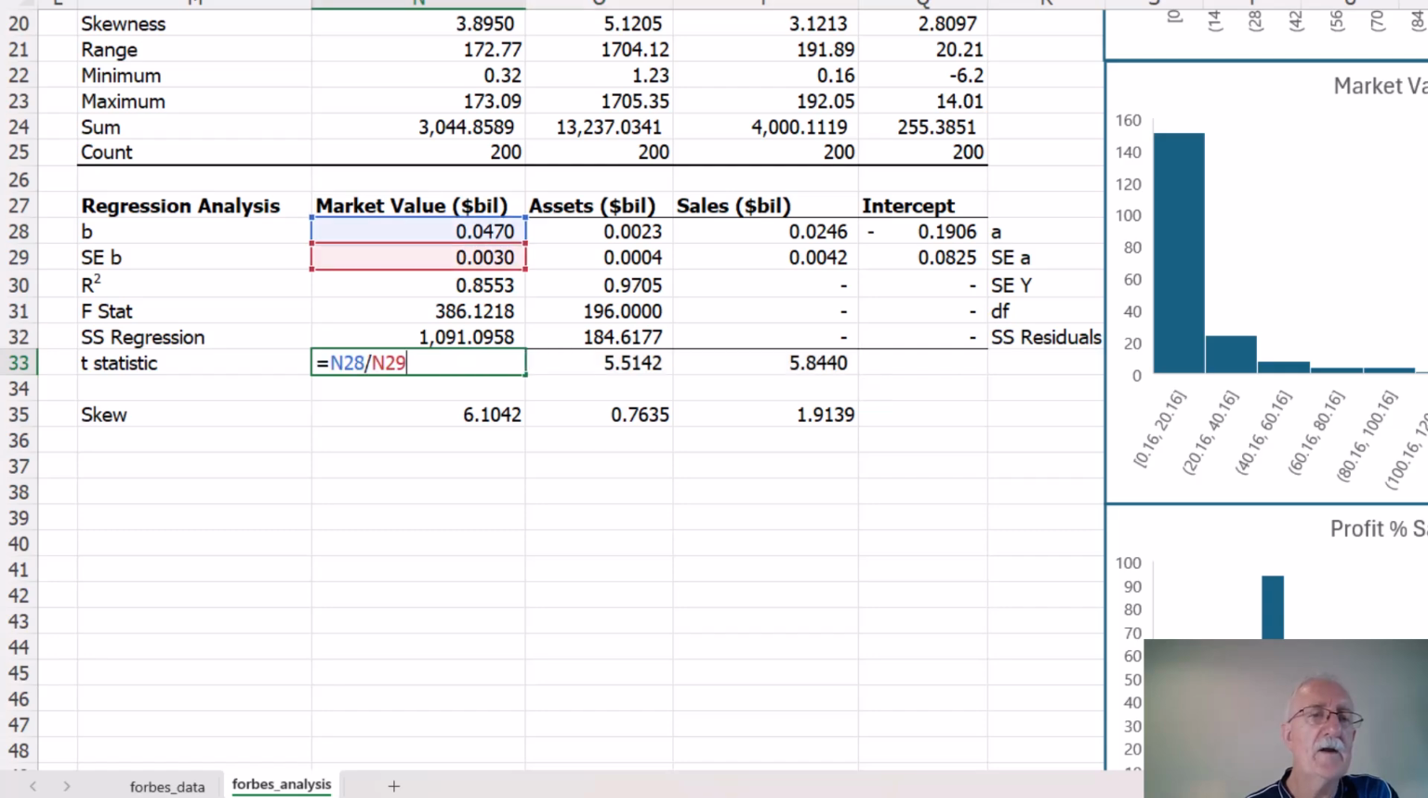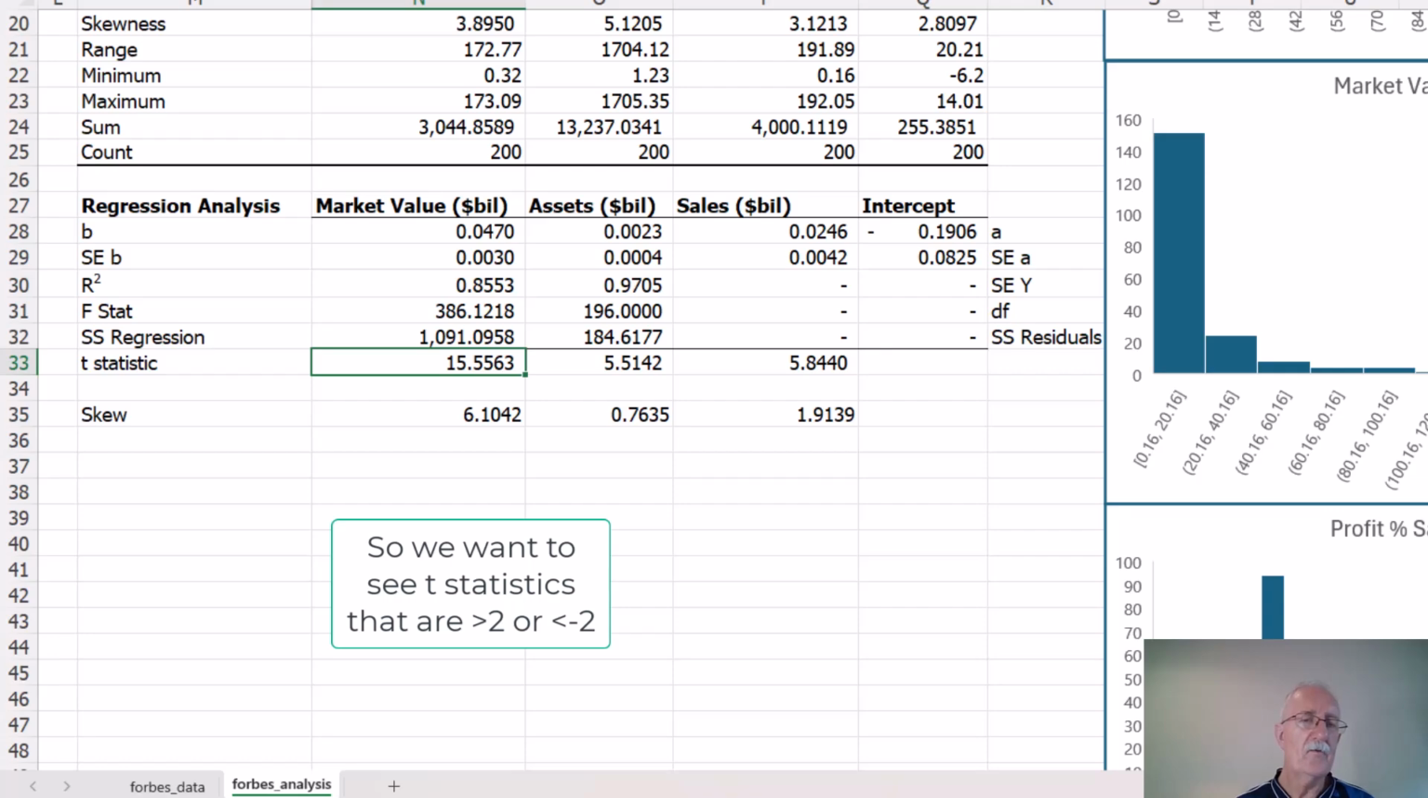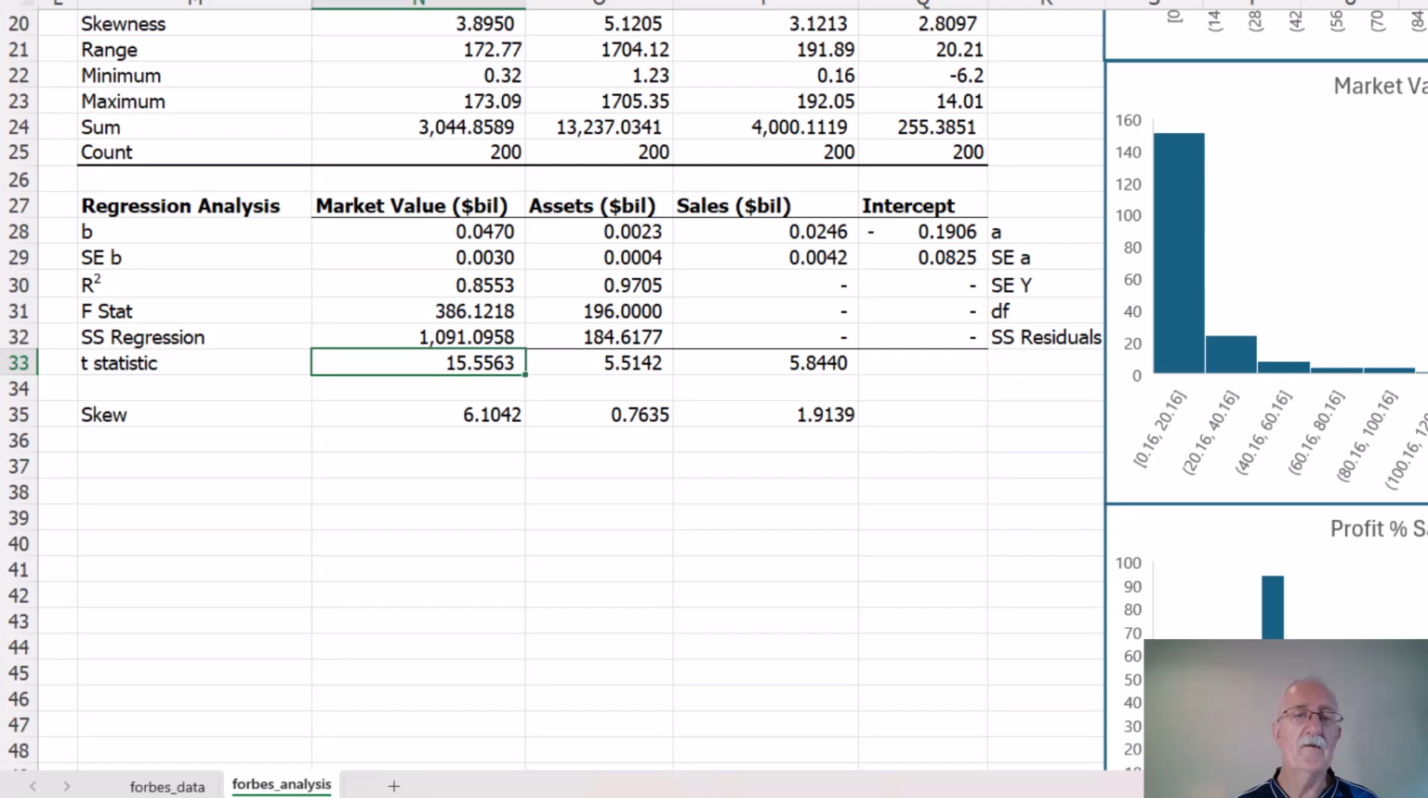We divide the beta coefficient by the standard error of B. With a sample size greater than 30, we expect this to be greater than 2 or less than minus 2. In each case, it's a lot more than that. It's a lot more than 2, a lot more than 2, a lot more than 2. What we want to do now is to see what the model might forecast for us. So let's go and see that.